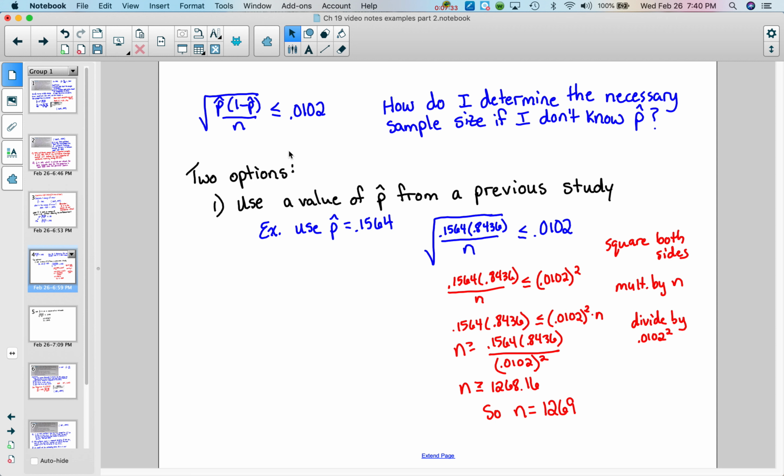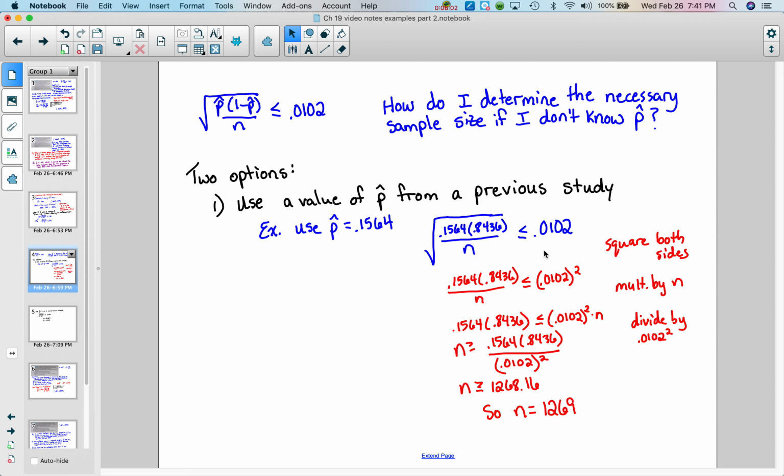So you have two options. One of them is to use a value of p hat from a previous study. So sometimes they'll report something from a previous study and you can use that p hat value. So for example, I'm going to use the p hat value that we had from this example here, from this study. So p hat was 0.1564. So I'm using that, and here's 1 minus p hat divided by n. I'm taking the square root of that, so I'm just plugging this in. And I need to solve this inequality.